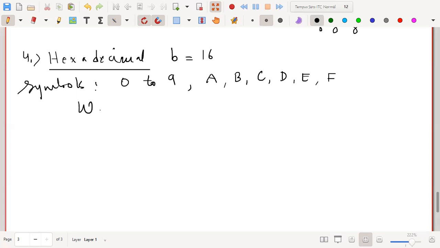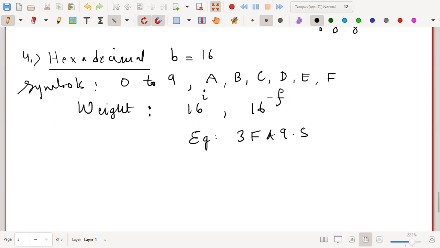The weight assigned is quite simple now. The weight assigned to each digit is calculated by 16 raised to the power i for the integer part and 16 raised to the power minus f for the fractional part. You can calculate the respective weight assigned to each symbol. Any example we can give? For example, 3F, A9, A9.56. This is a hexadecimal number system because along with the numbers, some characters are also included here.